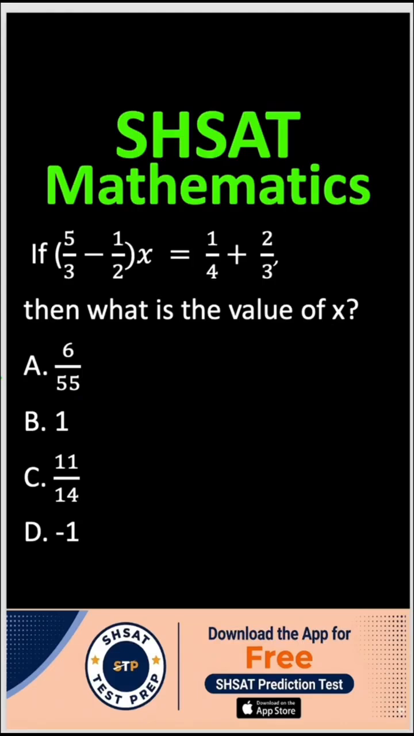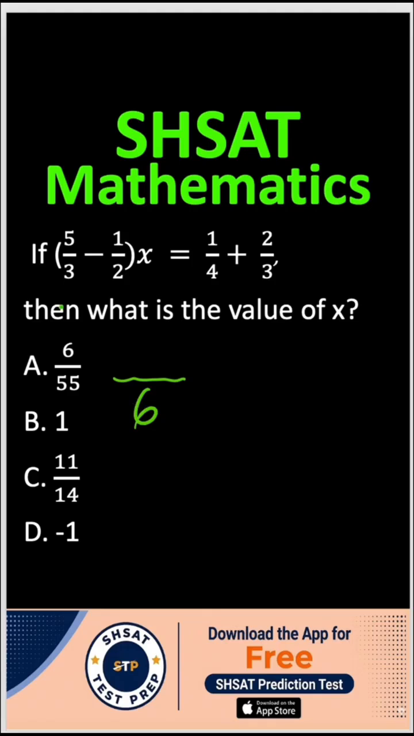Next, we have, if (5 over 3 minus 1 over 2) x equals 1 over 4 plus 2 over 3, then what is the value of x? Now let us do the fractions first. So 5 over 3 minus 1 over 2. Now the LCM of 3 and 2 is 6.